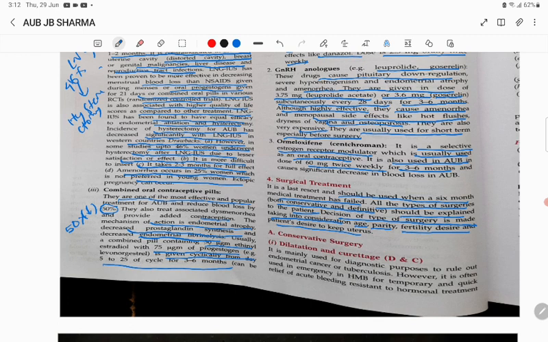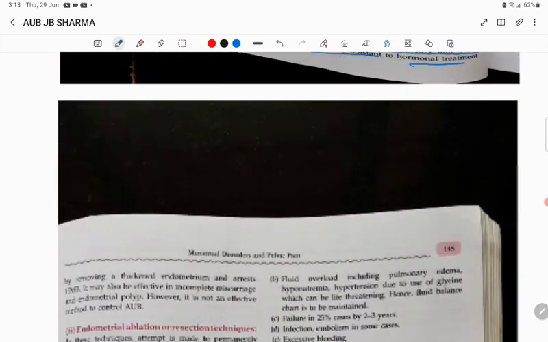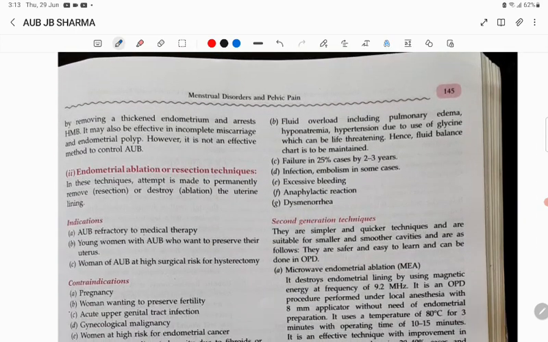Conservative surgery like dilatation and curettage is mainly used for diagnostic purposes to rule out endometrial cancer, endometrial hyperplasia, and tuberculosis. However, it is often used in emergencies in heavy menstruation for temporary and quick relief of acute bleeding resistant to hormonal treatment. By removing the thick endometrium, it arrests heavy bleeding. It may also be effective in incomplete miscarriage and endometrial polyp. However, it is not an effective method to control AUB.